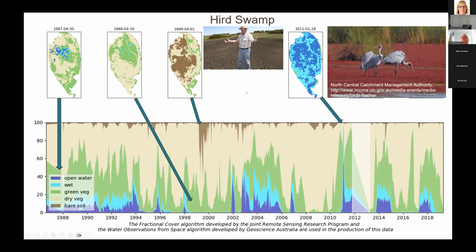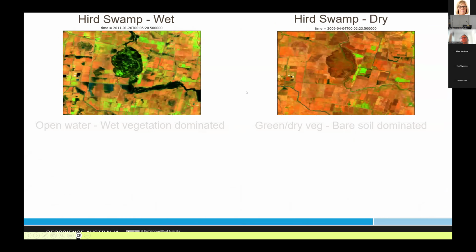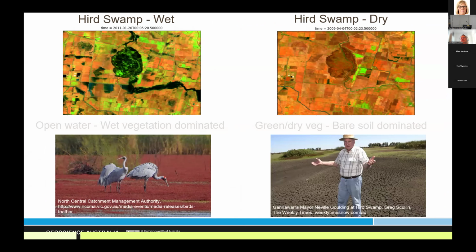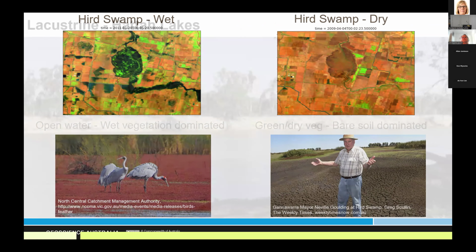Just for a moment, if I get things working. Again, this is an example of the open water vegetation, and then the green dry type vegetation mix that's actually coming through on those. And so they all get synthesized and put into a standard stack line plot.